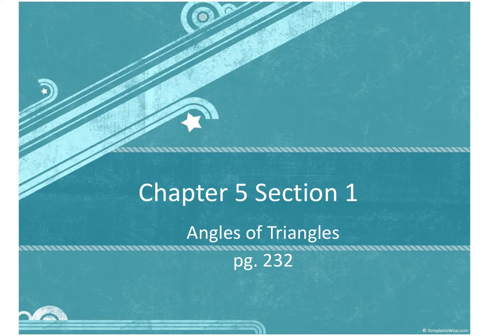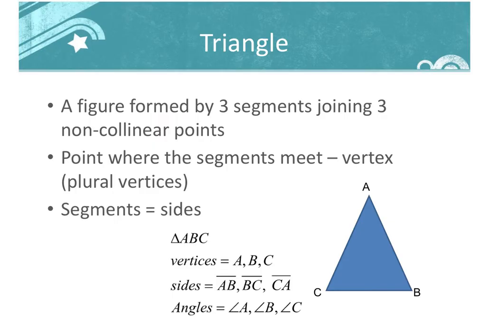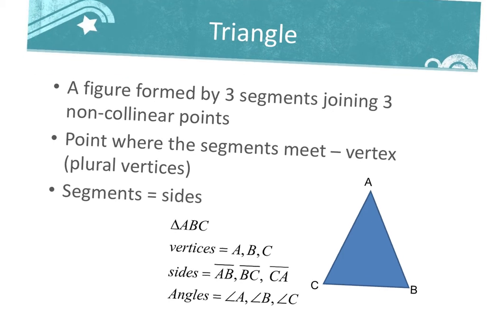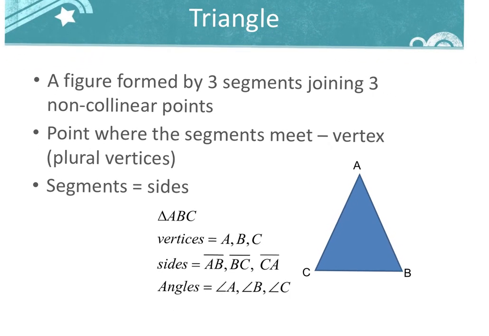Okay, this is chapter 5, section 1, angles of triangles. So let's first start by talking about what a triangle is. A triangle is a figure formed by three segments joining three non-collinear points, okay? So of those 3 points, two of them are going to lie on the same line, but one of them has to lie off of that line. If you had 3 points that were collinear, then you would just have a straight line. One of them has to be off the line in order to form a triangle.